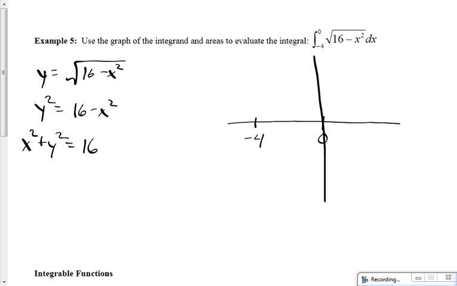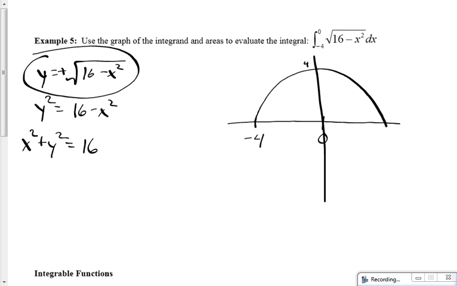Recognize it yet? It's a circle with radius 4. But in this case, because this is a function of x, it's really just the positive part of the circle. So we're looking at this thing. And since we're going from -4 to 0, we're really just finding that area. Can you find that area?